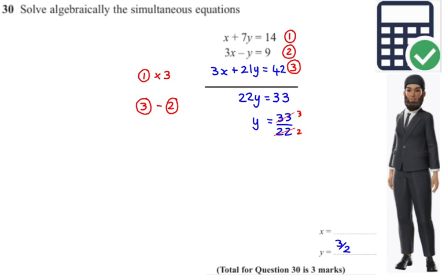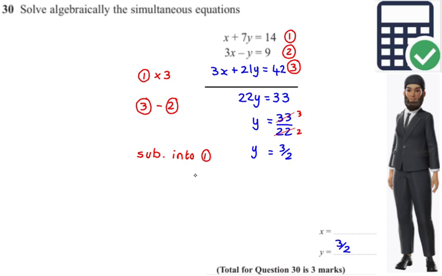Now let's move over to the next bit then. We need to use this, so let's write that down. y is equal to 3 over 2. Let's write down y is equal to 3 over 2. And let's write down substitute into equation 1. We could substitute into 1 or equation 2, it's not a problem.